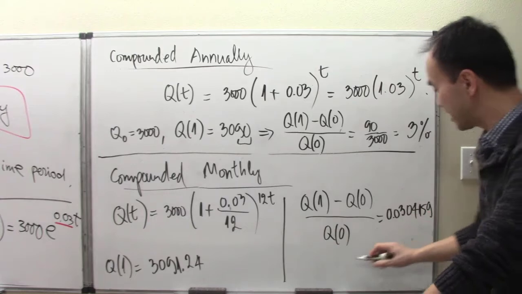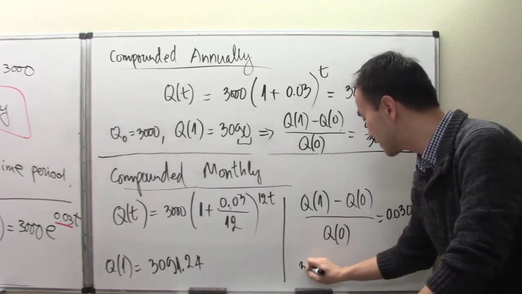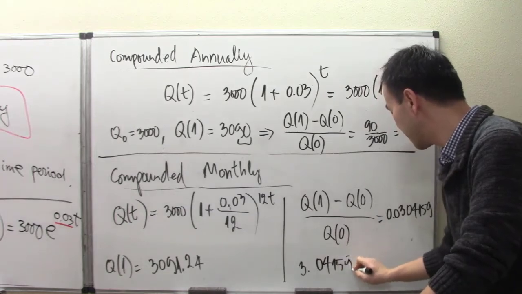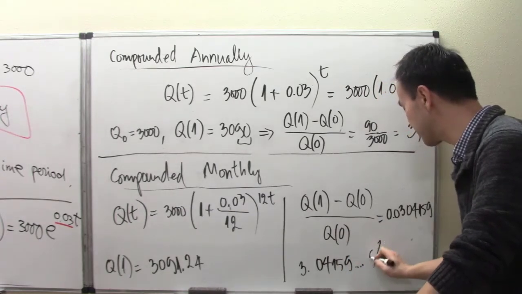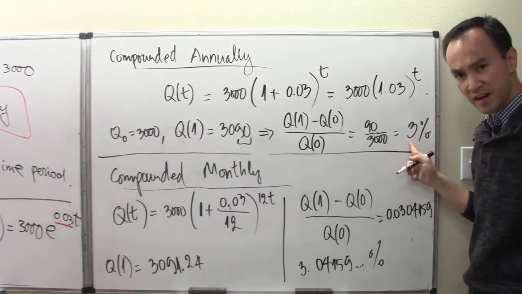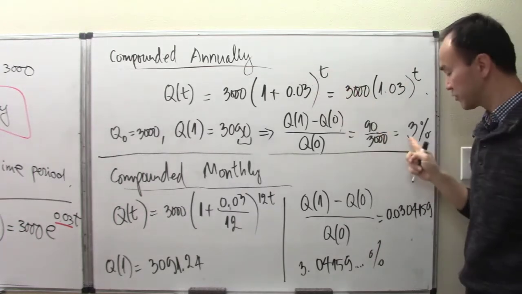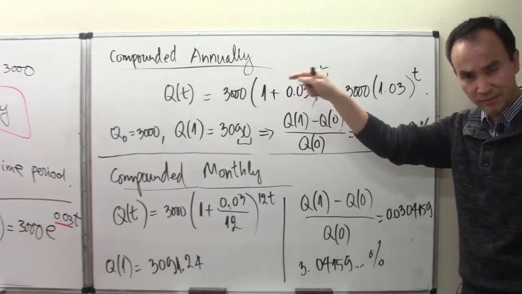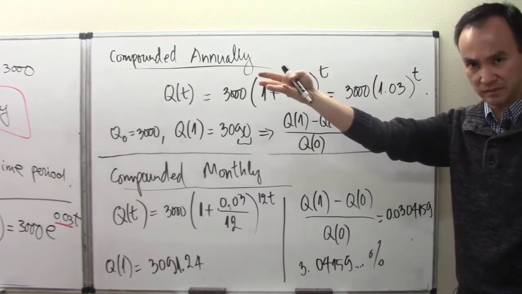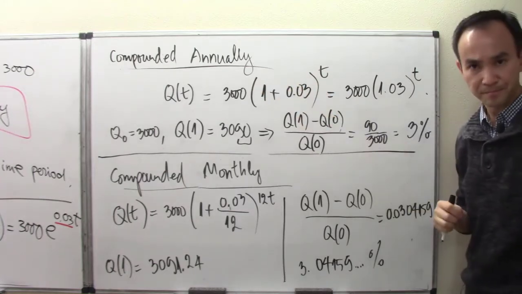But then in percentage, it's 3.04159, and a lot longer percent. So it's still higher than this rate. And this rate, again, is stated in the problem. This interest rate is stated in the problem. The bank is telling us, hey, we're going to pay you 3% per year.